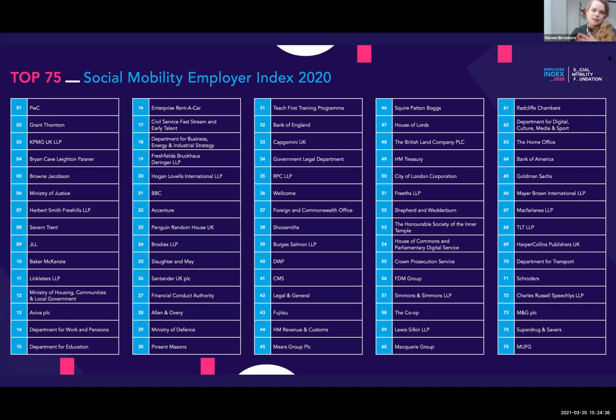And the index really ranks UK employers on the efforts they make to improve social mobility, but it's an audit, not an award. So we help employers answer the question: do people enter and progress within your organization based on their ability and effort, or does their social background or their class affect how successful they are within your organization?